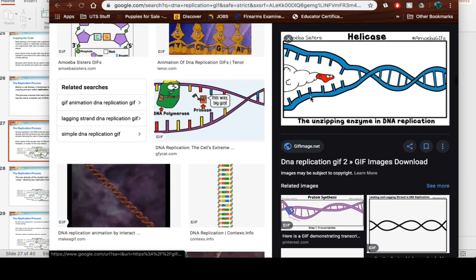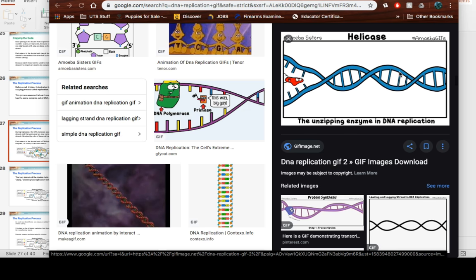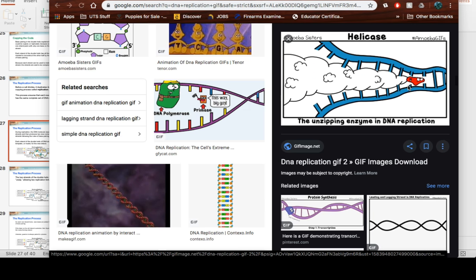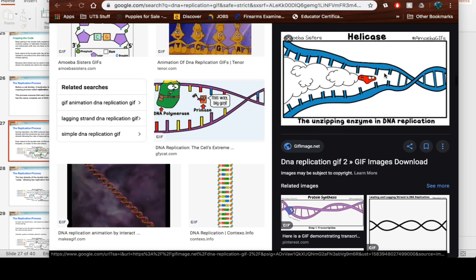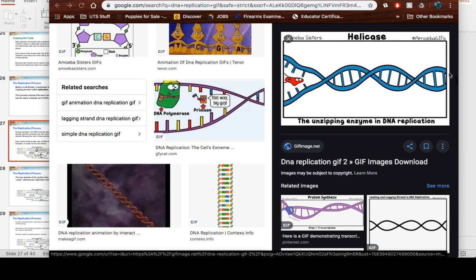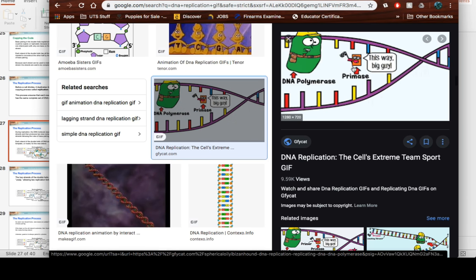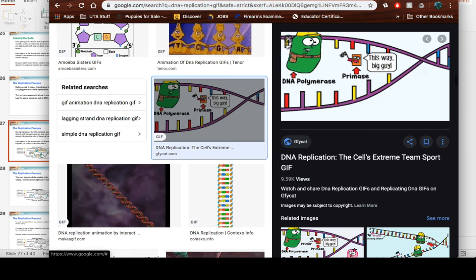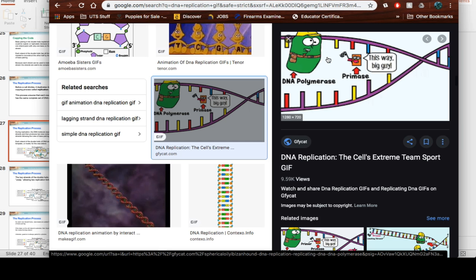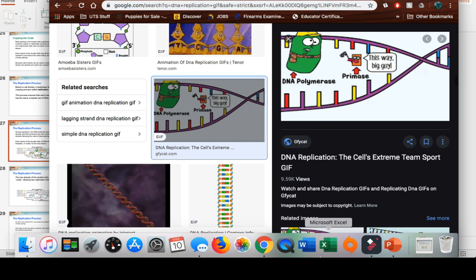So in DNA replication, you're going to have this enzyme called DNA helicase that's going to split DNA just like this. And then you're going to have the DNA polymerase here that's going to come around, and it's going to help build all the other nitrogenous bases, and it's going to attach them to the ends. Primase is going to be leading it so it knows exactly where to go and which specific strand to go on to.